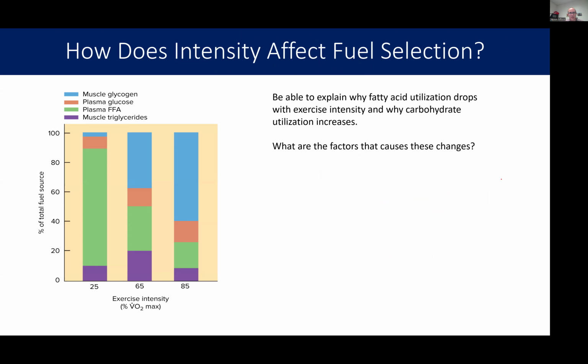So this is a graph straight from your textbook showing what factors, whether it's glucose, glycogen, triglycerides, how much each one plays a role in fueling different exercise intensities. And the general rule of thumb is the more intense the exercise is, the more reliant you'll be on carbohydrates and less reliant you'll be on fats. And then the longer duration, the longer you go, the more fat you'll use.